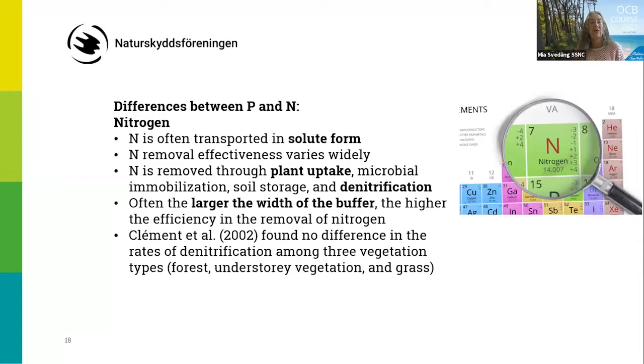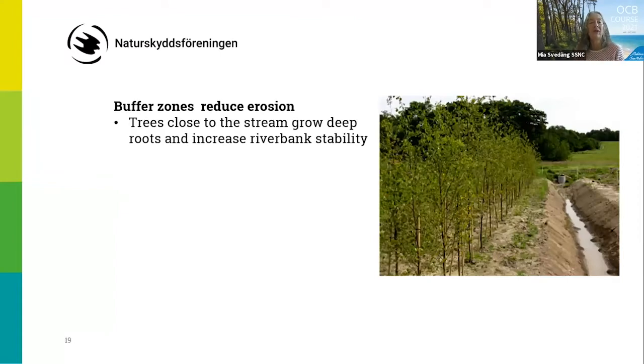Clement and co-workers found no difference between different types of vegetation, though. They looked at forest, understory vegetation and grass, and they found that the nitrification was more or less the same. Buffer zones also reduce erosion. Trees close to the stream grow deep roots and increase riverbank stability. And that's really good, because then you will not have lots of particles in the water.